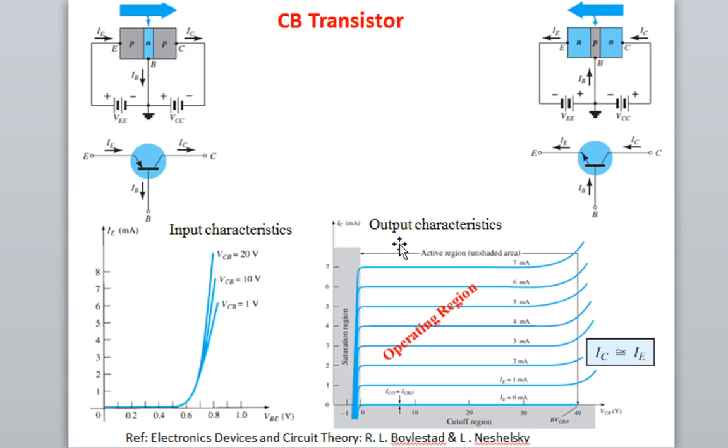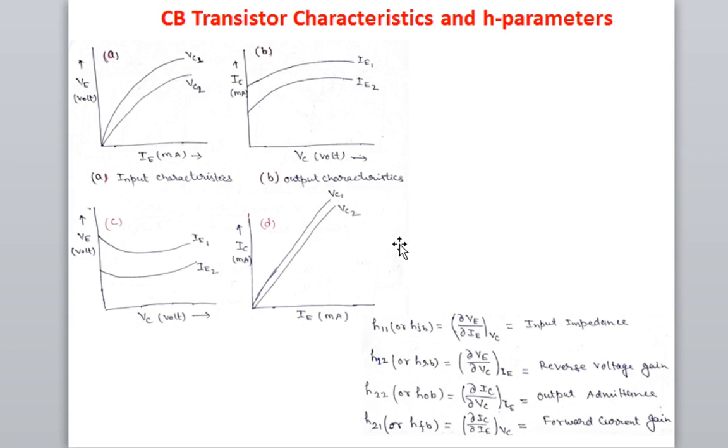So input characteristics, output characteristics, I have explained for the common base transistor. Now it is mentioned in your syllabus to understand the common base transistor characteristics and H parameters. H parameters are another set of parameters of a transistor which give the specification of the transistor, whether it is in common base, common emitter, or common collector. Based on these parameters, we choose a transistor for a particular purpose.